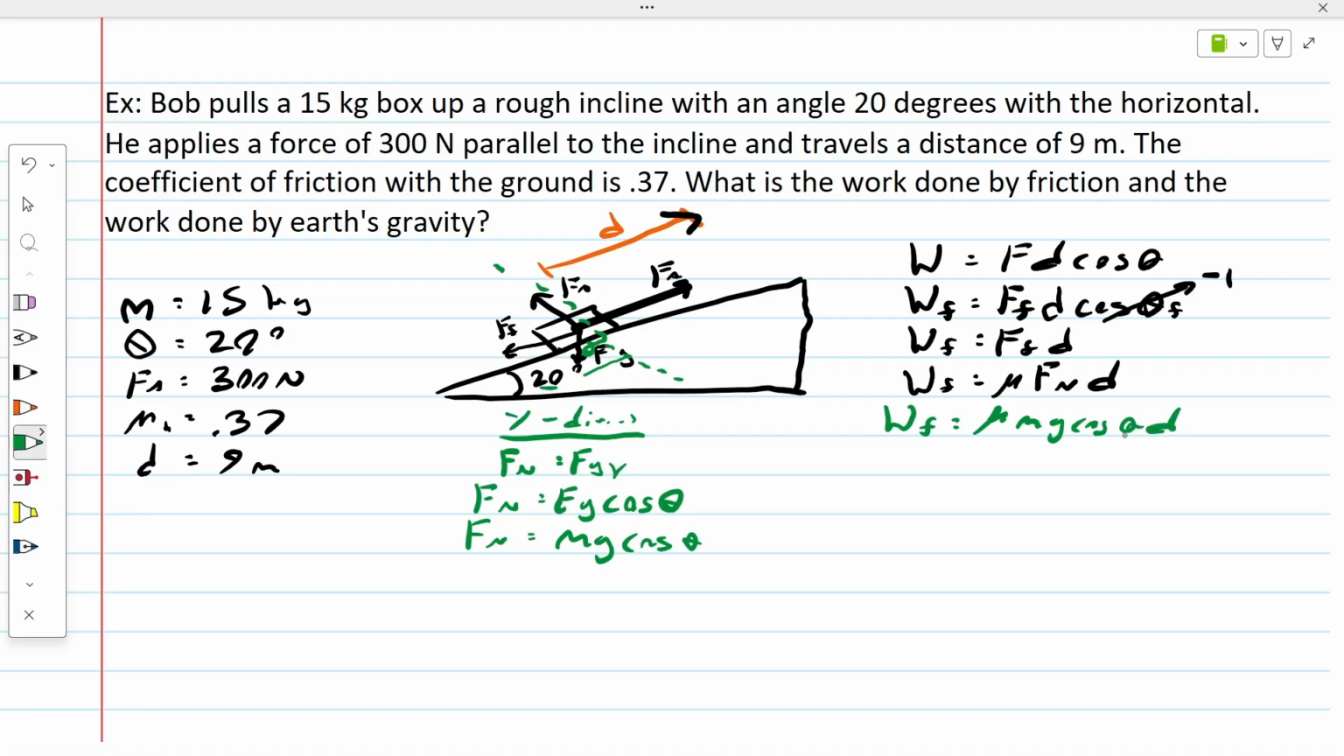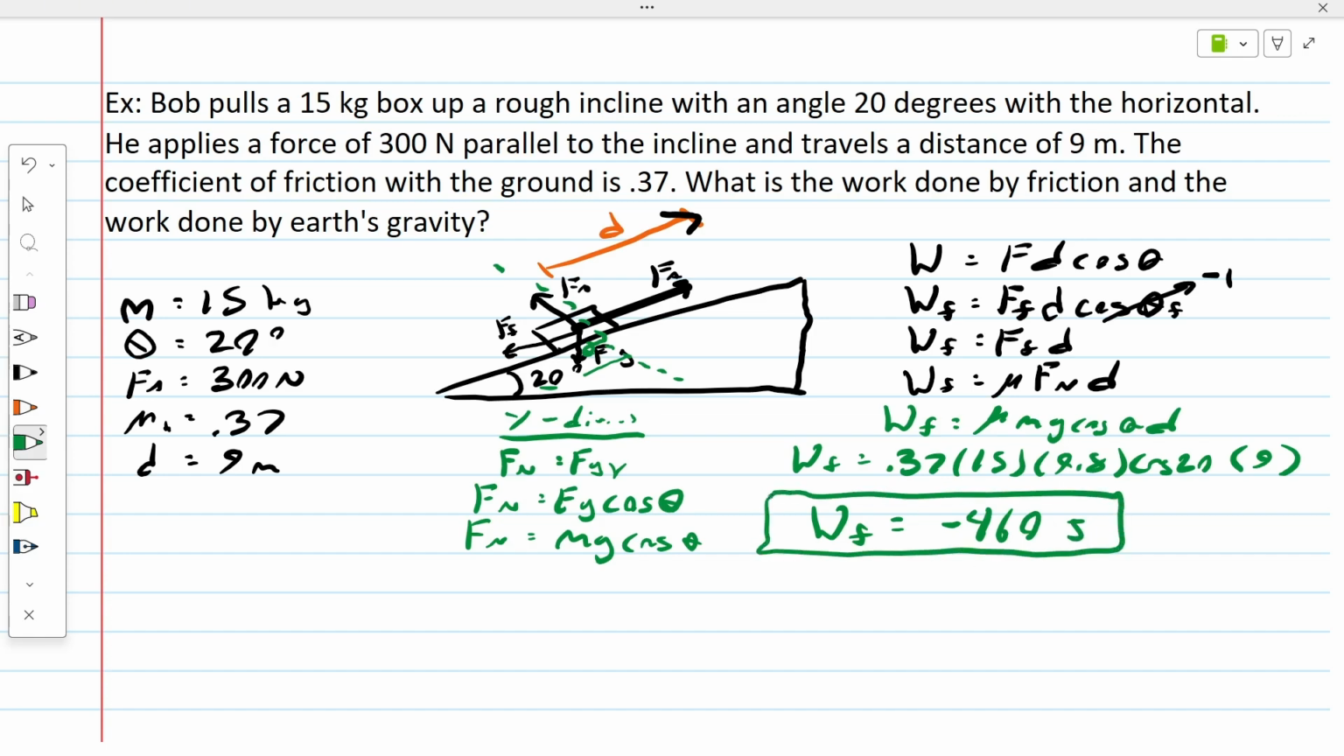Now we have everything to solve the equation, so we can just plug in the variables we're given. So 0.37, the mass is 15, gravity is 9.8, cosine of 20, and the distance is 9 meters. After we plug all that in, we'll get the work by friction is -460 joules. Friction work will pretty much always be negative because it's in the opposite direction that the box is trying to move. The box is trying to move that distance, but the friction is doing work against the box moving.